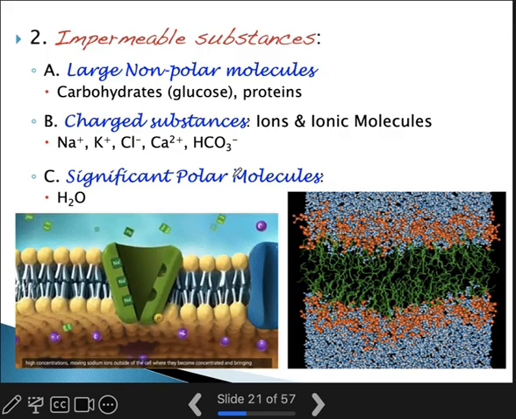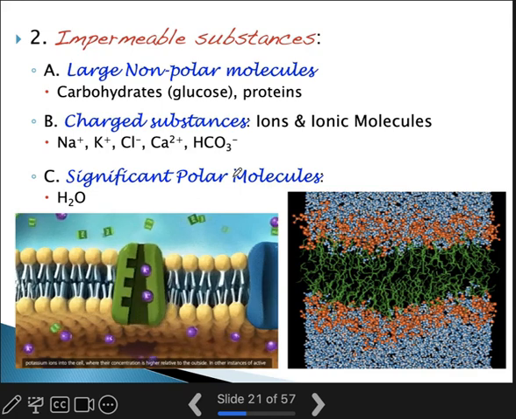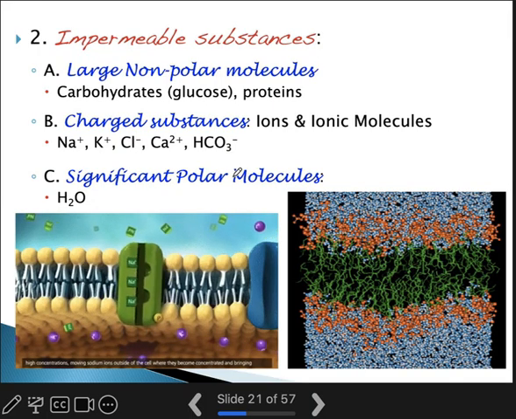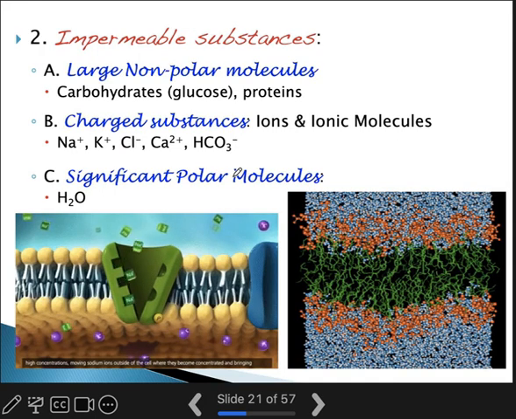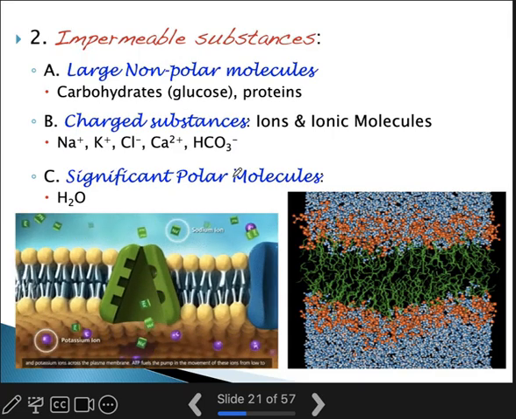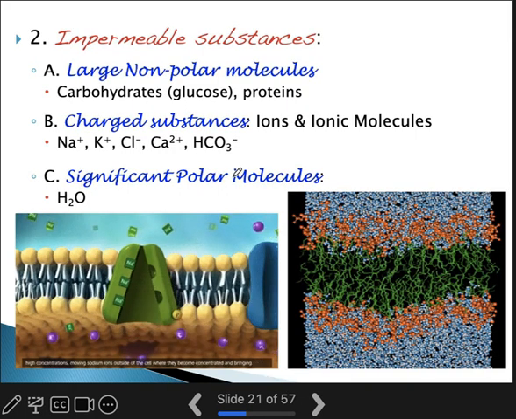So when we say large, it doesn't actually, in my mind, have to be very big. For example, glucose, which we know is only 6 carbons, 12 hydrogens and 6 oxygens. To me, that's not a very big molecule. But that molecule, even though it's uncharged, is not going to be able to displace the phospholipids. It causes too much of a disruption to displace those phospholipids and freely diffuse through. So large nonpolar molecules, things like our carbohydrates and proteins, do not have free access. So those are 2 big organic molecule groupings that do not have free access.